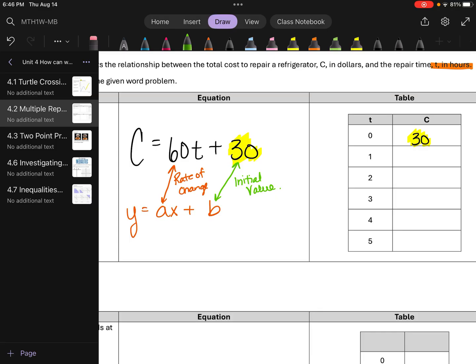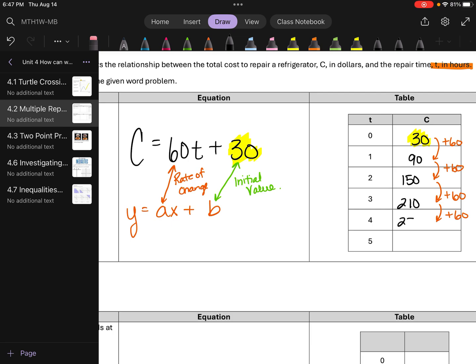And then take it to that next value in the table. I'm going to add my rate of change. So for every 1 hour, I'm going to add 60. So I'm going to be at 90. And then I'm going to add another 60. And that's going to give me 150. And remember this is in dollars, so for 3 hours, I'm going to have to pay $210. And you're just going to keep going by adding 60 each time.